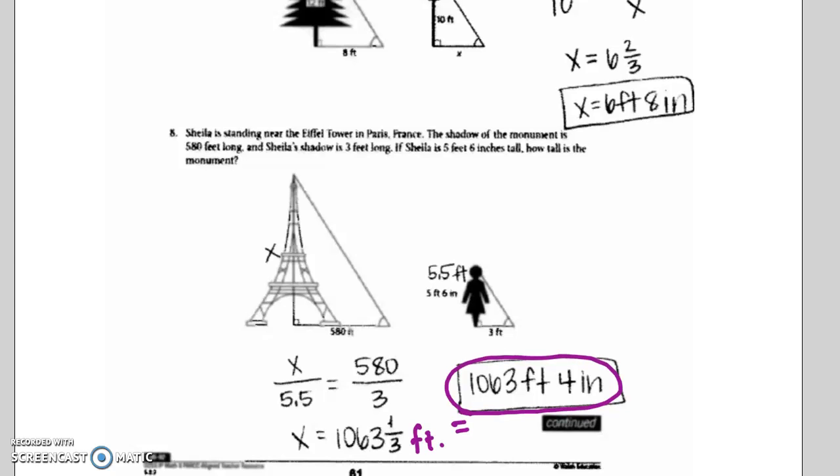One thing I want to point out with example 8, notice most of the information given to us is in feet, but then Sheila's height is in feet and inches. So 5 feet and 6 inches is really just 5.5 feet. So that's where I got that value from. So all of my numbers in this particular proportion are in feet. Keep in mind, sometimes with measurement, you might have to convert your units. Both of these are acceptable answers.